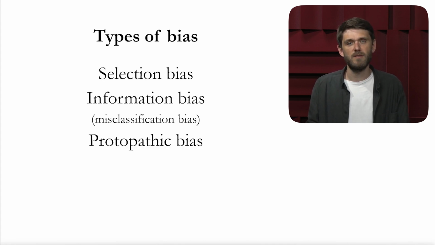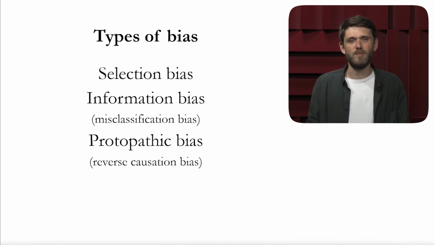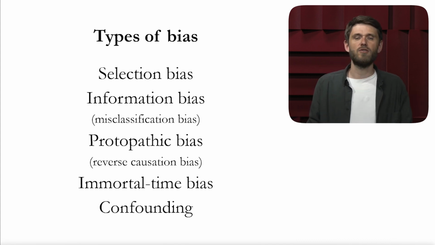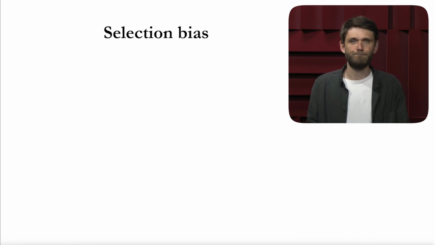Protopathic bias, which is the classical term, but sometimes, fortunately, is referred to more elegantly as reverse causation bias, immortal time bias, and then confounding. And confounding I'll save for a presentation in its own right, so I'll cover these four types of biases.